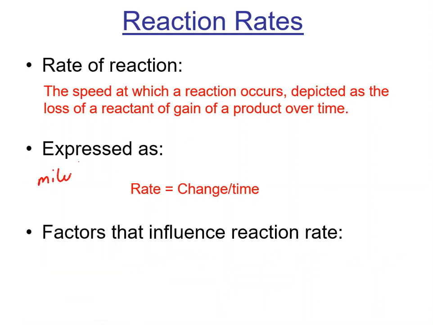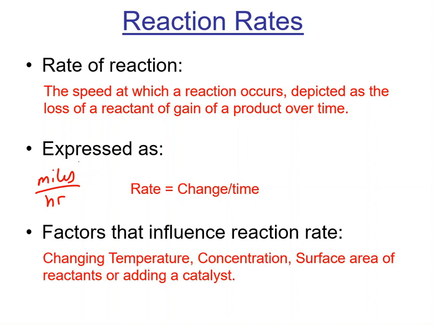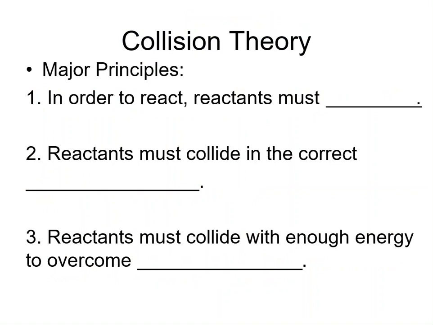As miles over the number of hours, or miles per hour. The change is the distance we've traveled. The time is the number of hours it took to do so. So there are 4 factors that can influence the rate of a reaction. We've actually looked at 2 of them already. One of them is changing temperature. Faster temperature gives faster reaction. We could change the concentration of the reactants. We could increase, or at least change, the surface area of reactants, or we can add something called a catalyst. All right, so collision theory is the theory that explains chemical kinetics, or reaction rates.